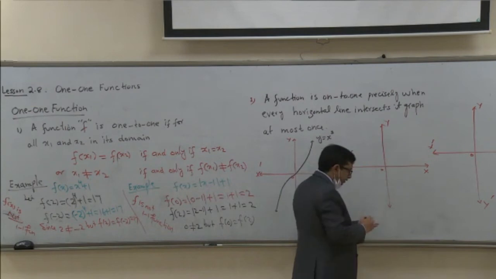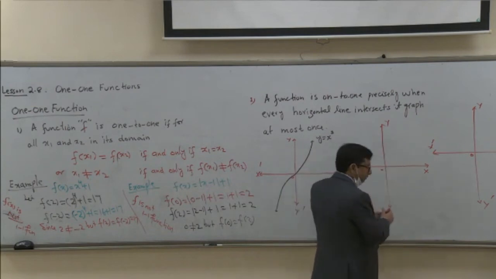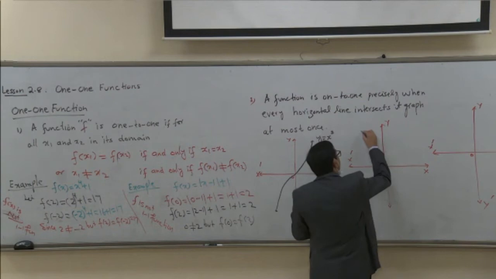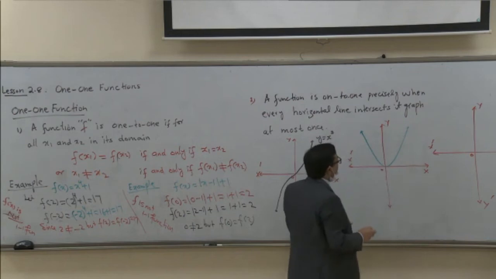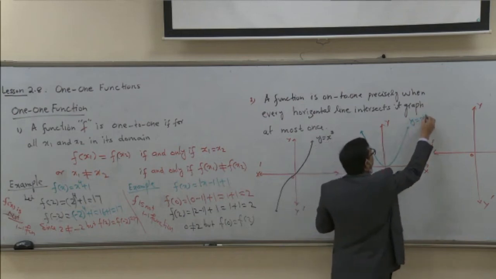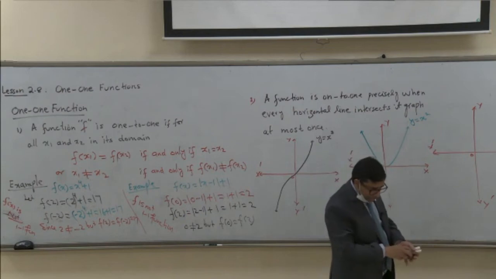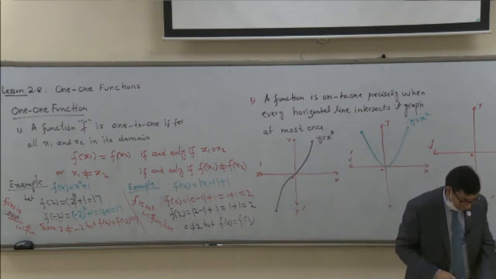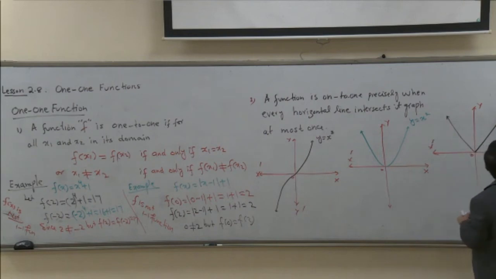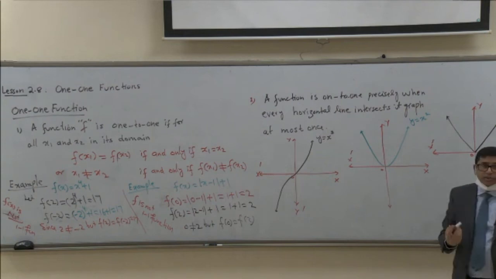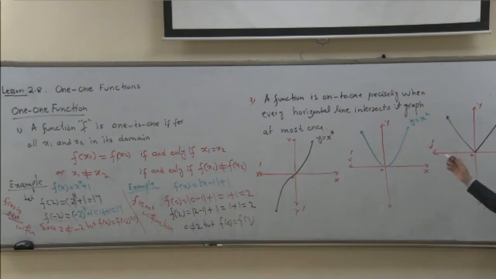And I take another picture here. For example, I take this one. What is the name of this one? y is equal to x squared, a parabola. I take another picture here. What's the name of this one? y is equal to absolute x. If a graph is given, how to test if it is a 1-1 function or not?